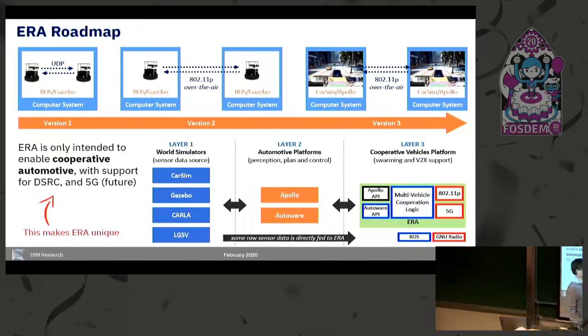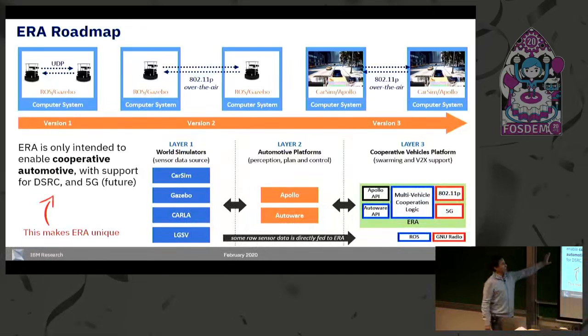We want to create the missing part here, which can interact with layer 2 and layer 1. And if a user wants to have, in a very easy manner, support for vehicle-to-vehicle communication, regardless of whether she or he is using, let's say, CarSim plus Apollo or Carla plus Autoware, right? So this is what we have in mind for ERA version 3.